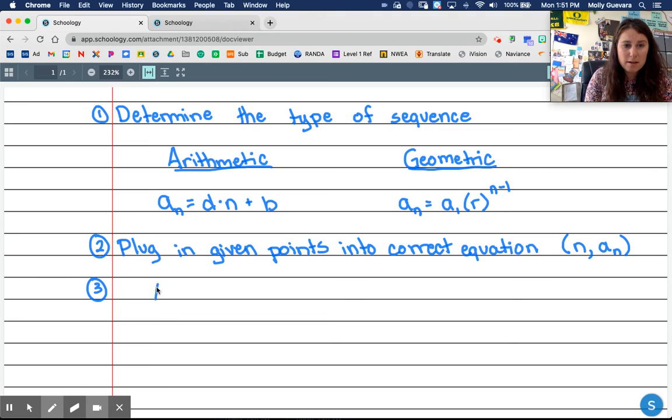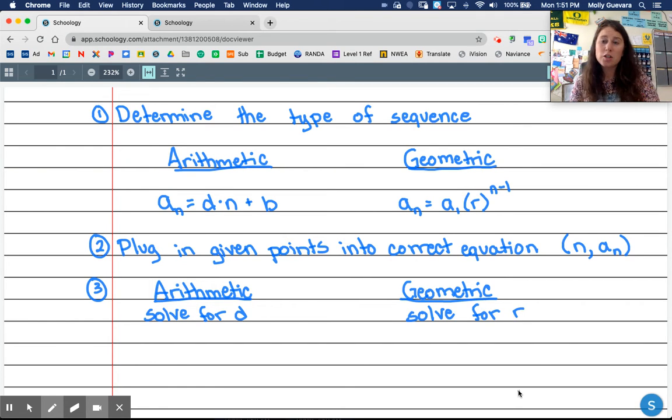Okay, then if the sequence is arithmetic, you now have these two equations and you're going to solve for d. Okay, that's the variable you're going to solve for. If it's geometric, you're going to have two equations and you're going to solve for r. So it just depends on what type of equation you're doing.